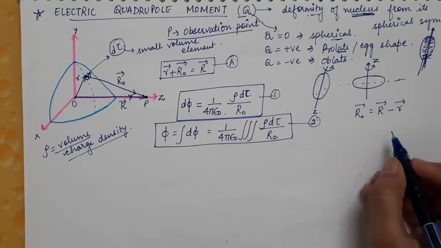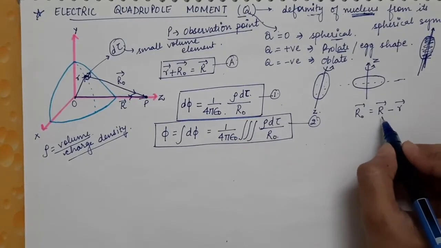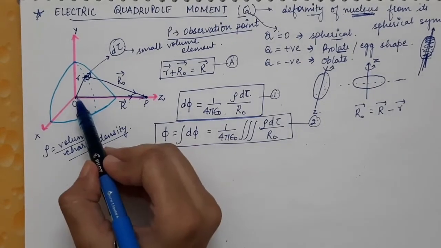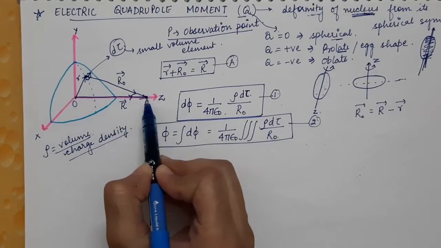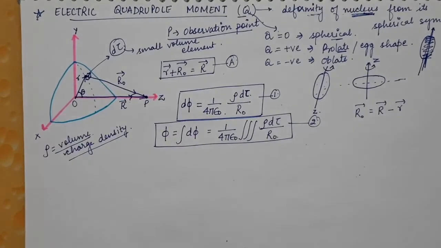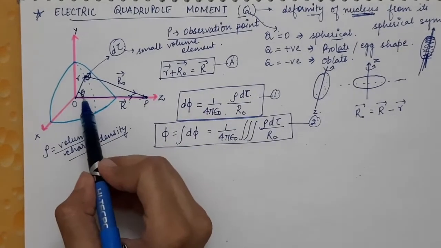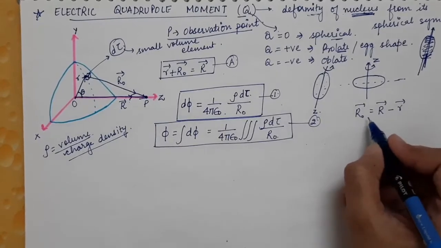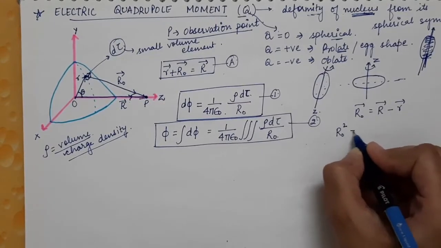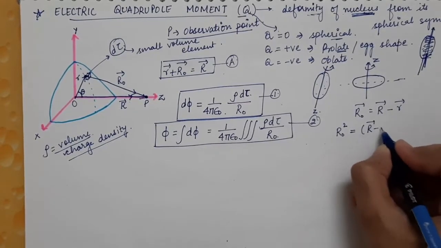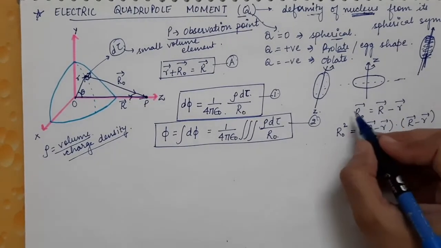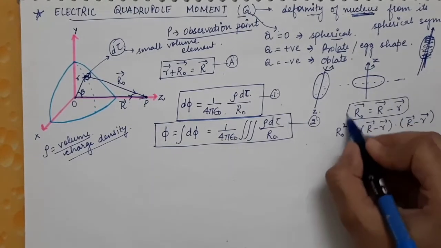And now let's assume the angle between capital R vector and small r vector. In the diagram you can see this is the small r vector and this is the capital R vector. So let's say the angle between these two vectors is theta. Now we will multiply this equation with itself. So we will get r naught square equal to R vector minus small r vector dot product with R vector minus small r vector. That is, we are doing the dot product of this equation with itself.